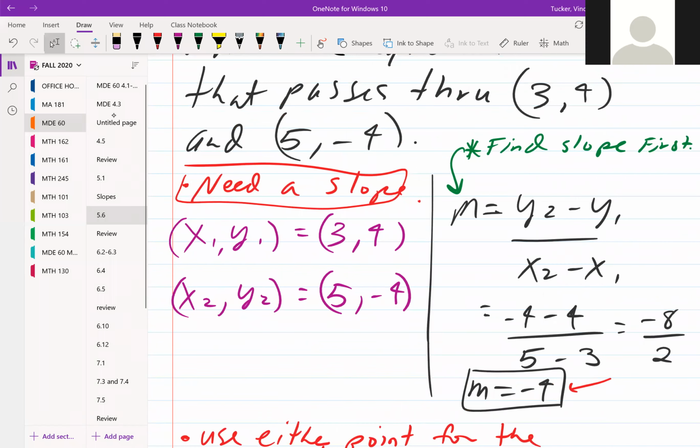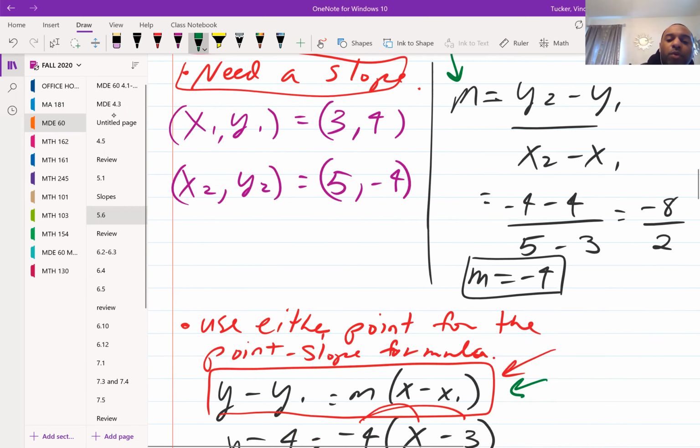And how'd you get there? Negative 4 is m? Negative 8 divided by 2. Okay. All right. So this is our slope, this is our m.